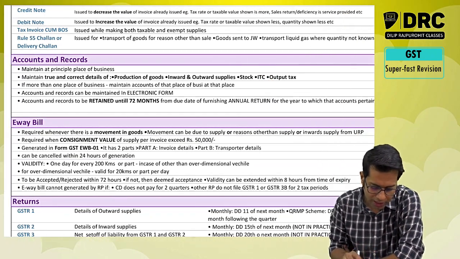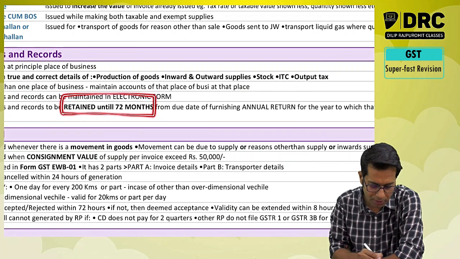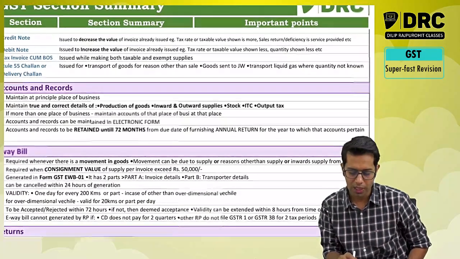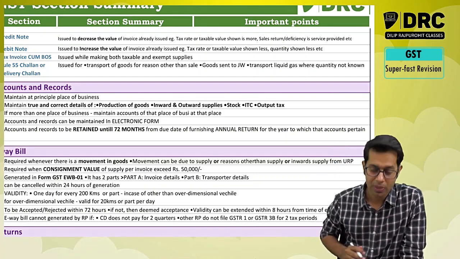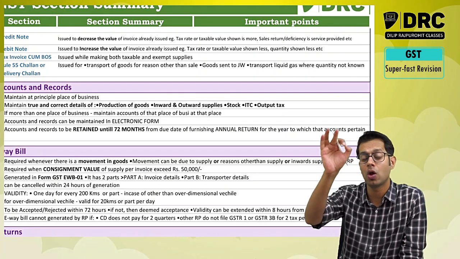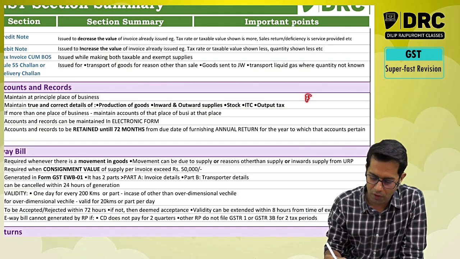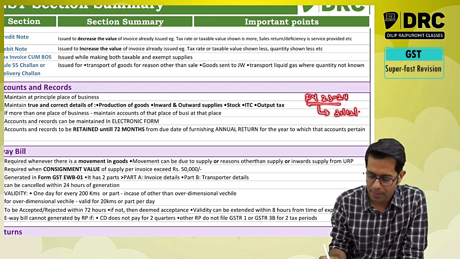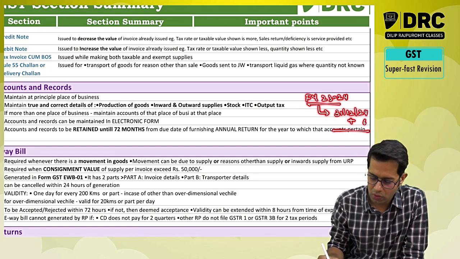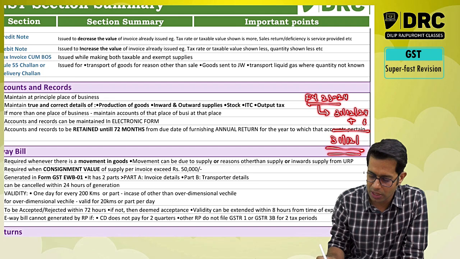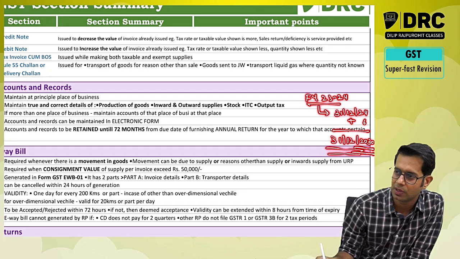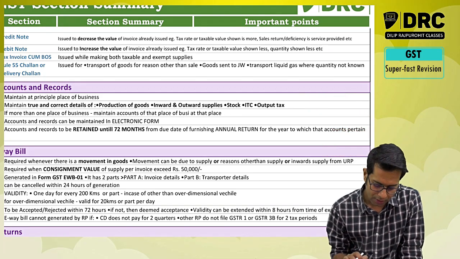Now, for how long should I retain these books of accounts? Books of accounts are required to be retained for a period of 72 months from the due date of furnishing the annual return to which such books pertain. For example, for financial year 23-24, the due date of filing the annual return is 31st December 2024. So books with respect to this year are required to be maintained by you till 31st December 2030. 72 months is nothing but 6 years. So 31st December 2030.